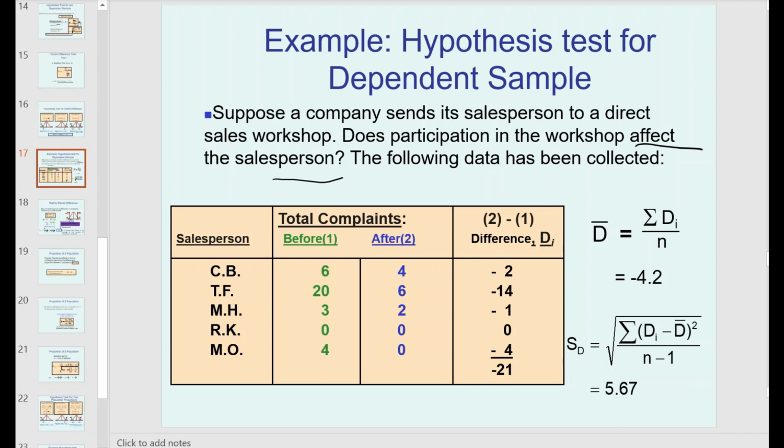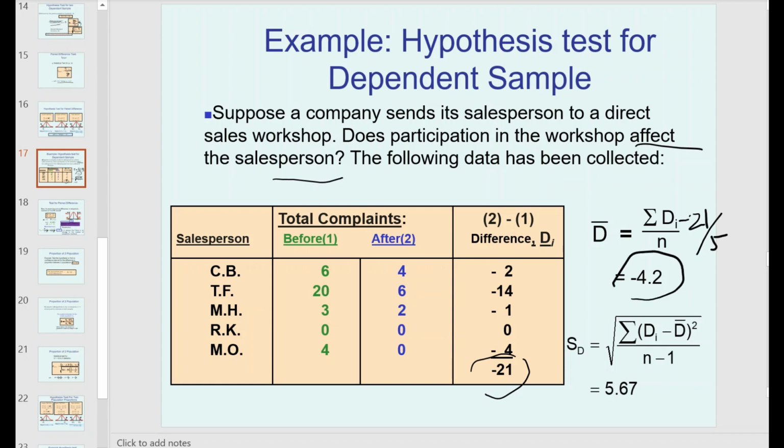So here we look at D bar. How do we calculate it? It is the summation of Di, where Di is the difference for all the salespeople. The total of Di here is negative 21. How do we get this? For each person, after minus before: 4 minus 6 gives negative 2, then 6 minus 20, 2 minus 3, 0 minus 0, 0 minus 4. So basically you get negative 21. Divided by 5, you get negative 4.2.